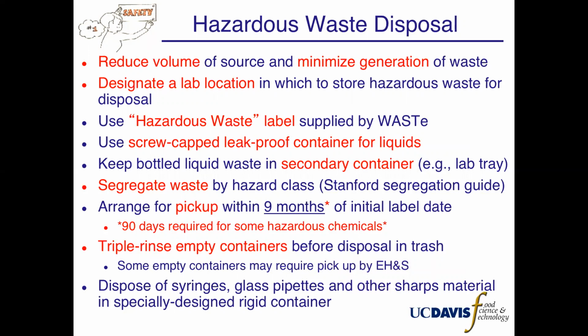Segregate waste by hazard class. Proper chemical segregation is explained in the Stanford Segregation Guide. Waste must be picked up within 9 months of initial label date. Extremely hazardous chemicals must be picked up within 90 days. Triple rinse empty containers before disposal in the trash. Some containers that previously contained hazardous materials may need to be picked up by EH&S. Dispose of any sharps such as syringes, glass pipettes, and other sharp materials in specially designated rigid sharps containers.